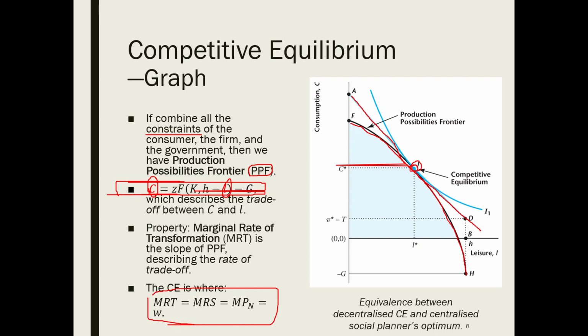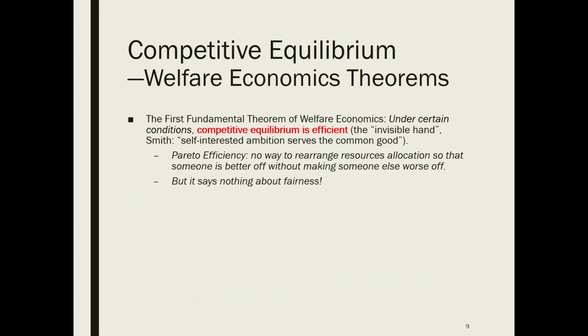It is because the social planner's optimal choice is also point J, which results in the highest indifference curve for the social welfare. The slope at point J is both the MRS and the MRT and the wage. This is actually the first fundamental theorem of welfare economics. It states that under certain conditions, competitive equilibrium is efficient.